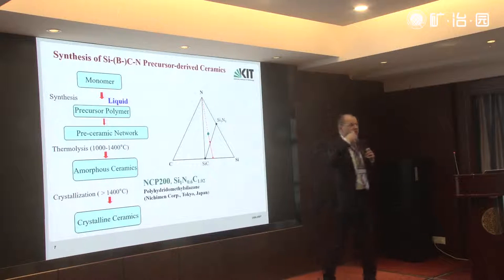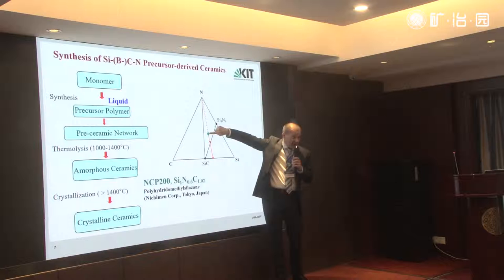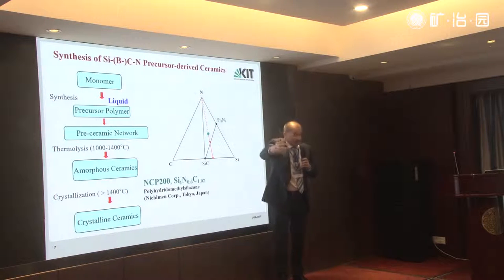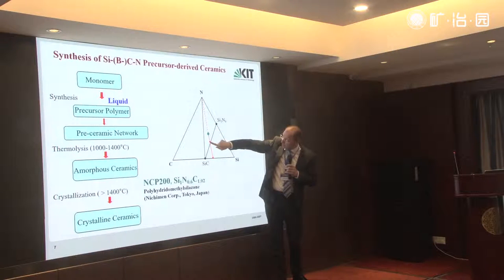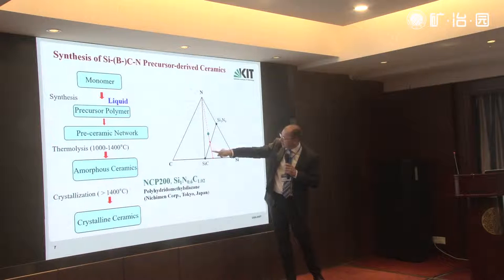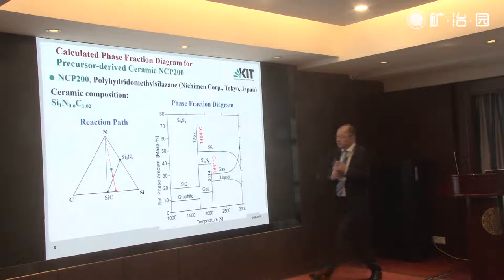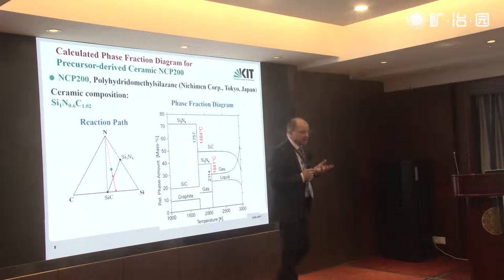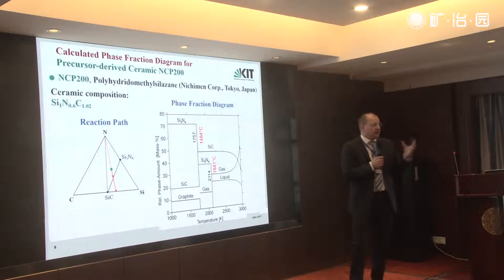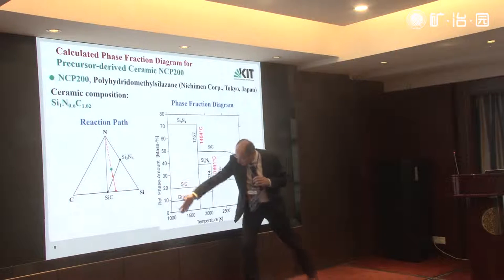The question is, what happens when we are doing high temperature treatment of such an initially amorphous material? What is the crystallization? What is the heterogeneous equilibrium? I indicated here already a reaction path. During heat treatment, we may lose nitrogen at higher temperatures, and we may end up in a tie line between silicon nitride and silicon carbide. In the next step, we might have a dissolution and decomposition of the silicon nitride, losing more nitrogen to form silicon carbide and silicon. This is a qualitative indication, and using the thermodynamic calculation, we can indicate the quantitative data by calculating phase fraction diagrams. Here you see the relative phase amount against the temperature.